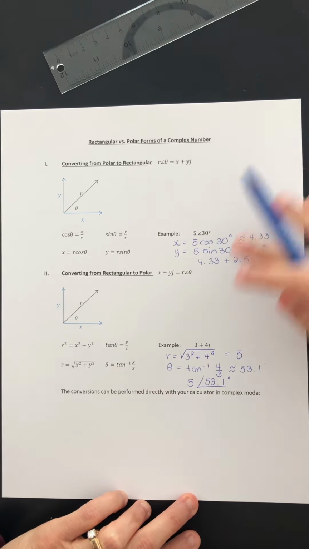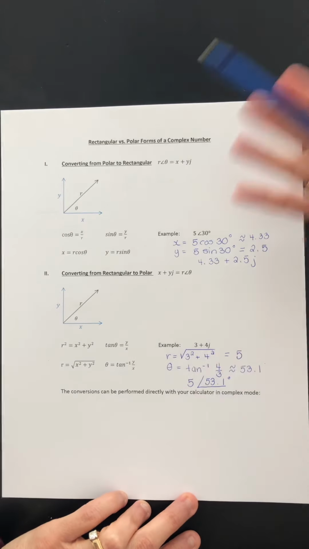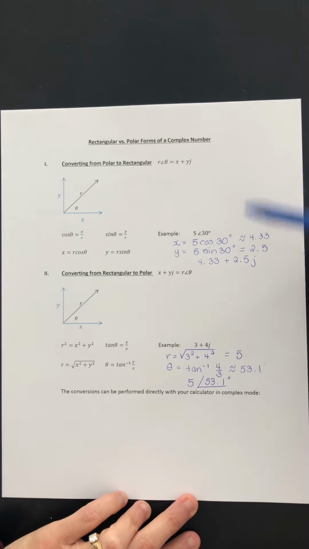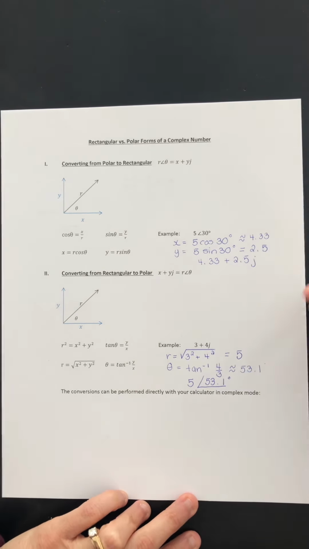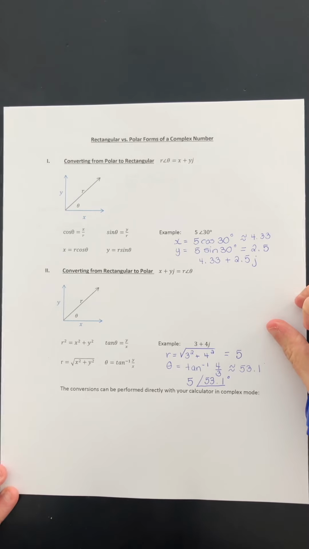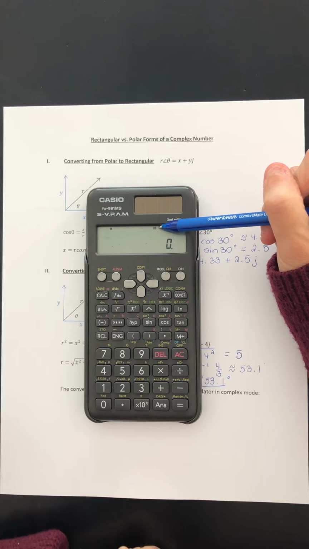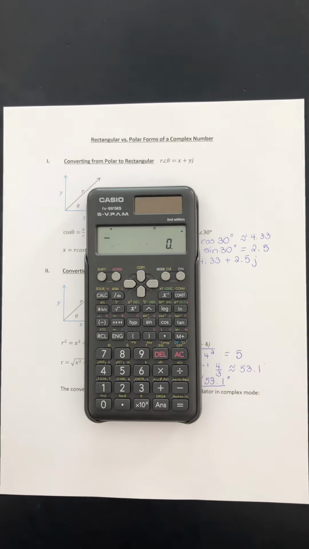Having said that, and I do want you to have an understanding of how this works, there is a way to use your calculator to perform these conversions, and so I'm going to show you that now, okay? So what you want to do in order to perform the conversions is to have your calculator in complex mode. So again, it's imperative that you see degrees here, but then what you want to do also is put it in complex mode.